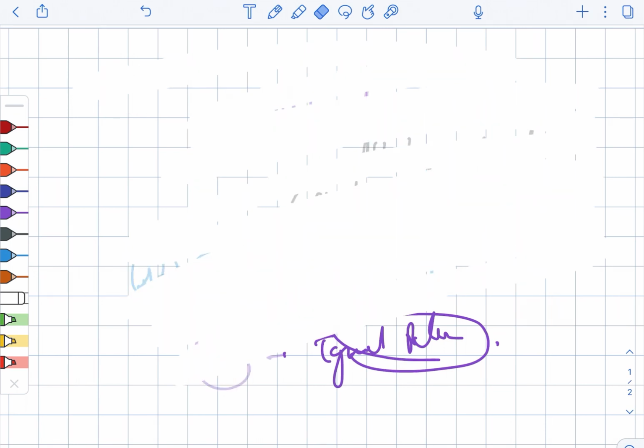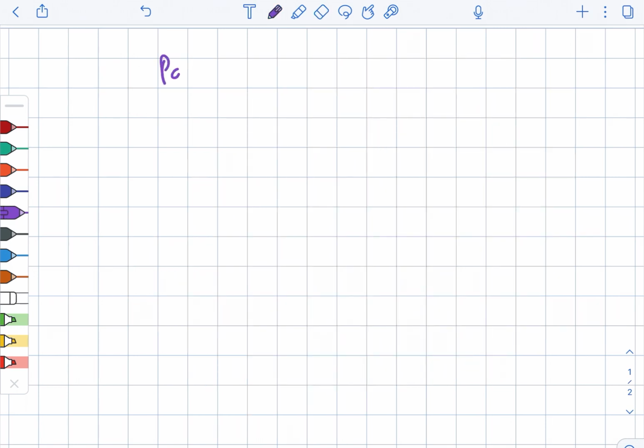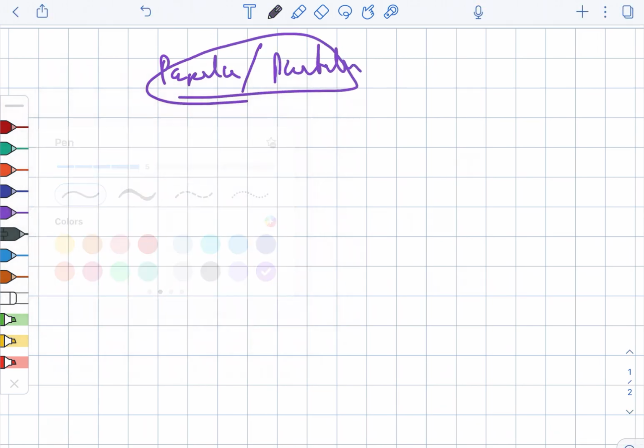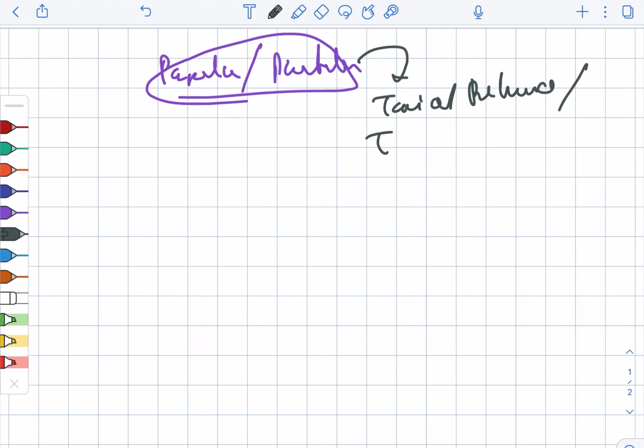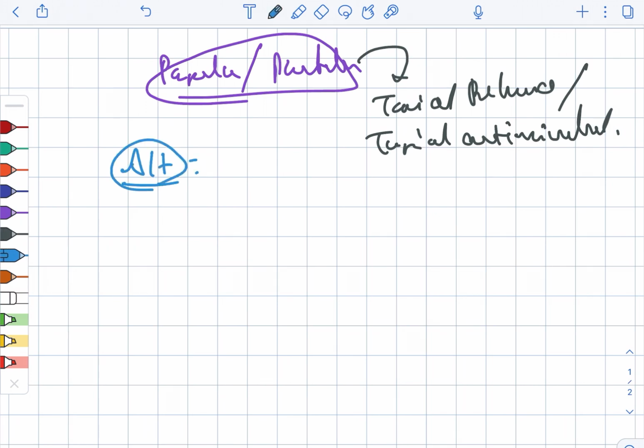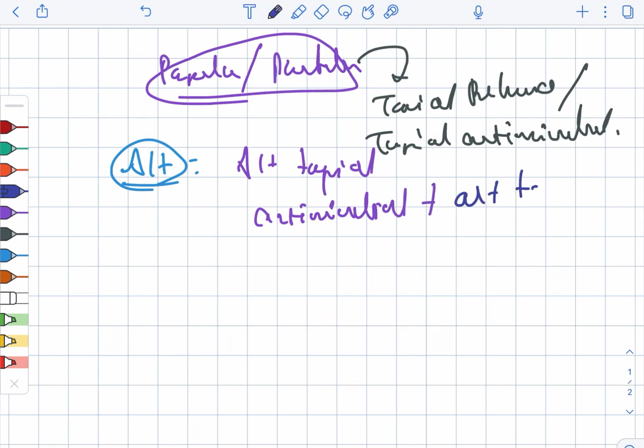Next we are looking at the papillar and the pustular. This is in terms of mild. So what we previously saw was it is again topical retinoid, and there is also a topical antimicrobial. Now looking at the alternatives. Alternatives, what we see are the alternative topical antimicrobial, and this is along with the topical retinoid as well as the azelaic acid.